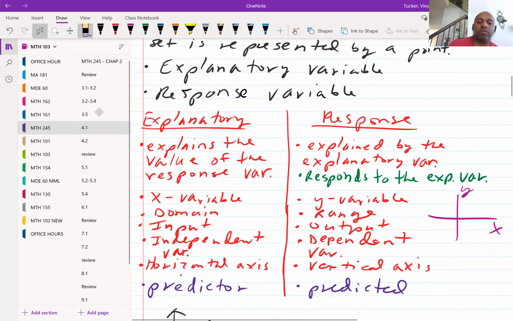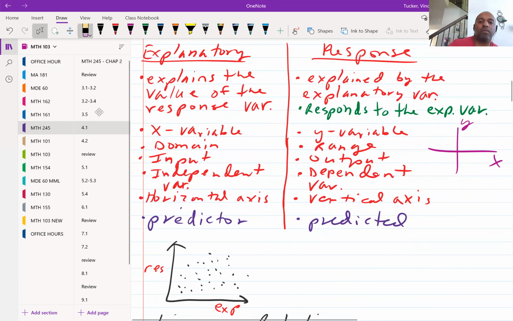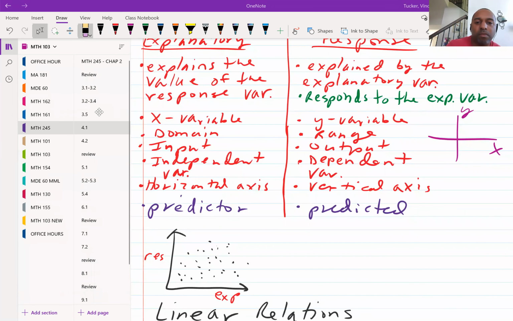All right, can I scroll up? Yep. Explanatory variable will always be X. Response will always be Y.